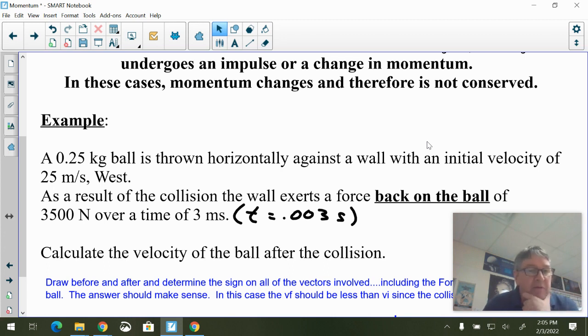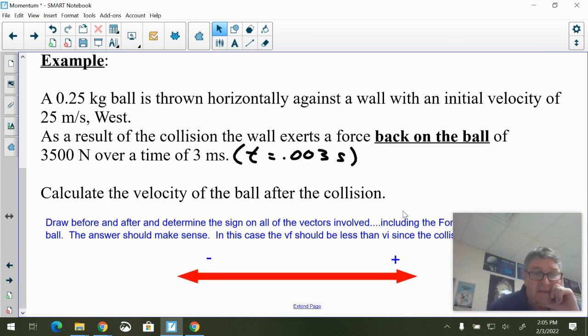We're going to take a 0.25 kilogram ball. We're going to throw it horizontally towards a wall in a particular direction at a certain speed. It's going to hit the wall, bounce off, and come back. And we want to look at what happened as a result of that collision. So again, pause the video, copy this down, and I'm going to work through the problem down below.